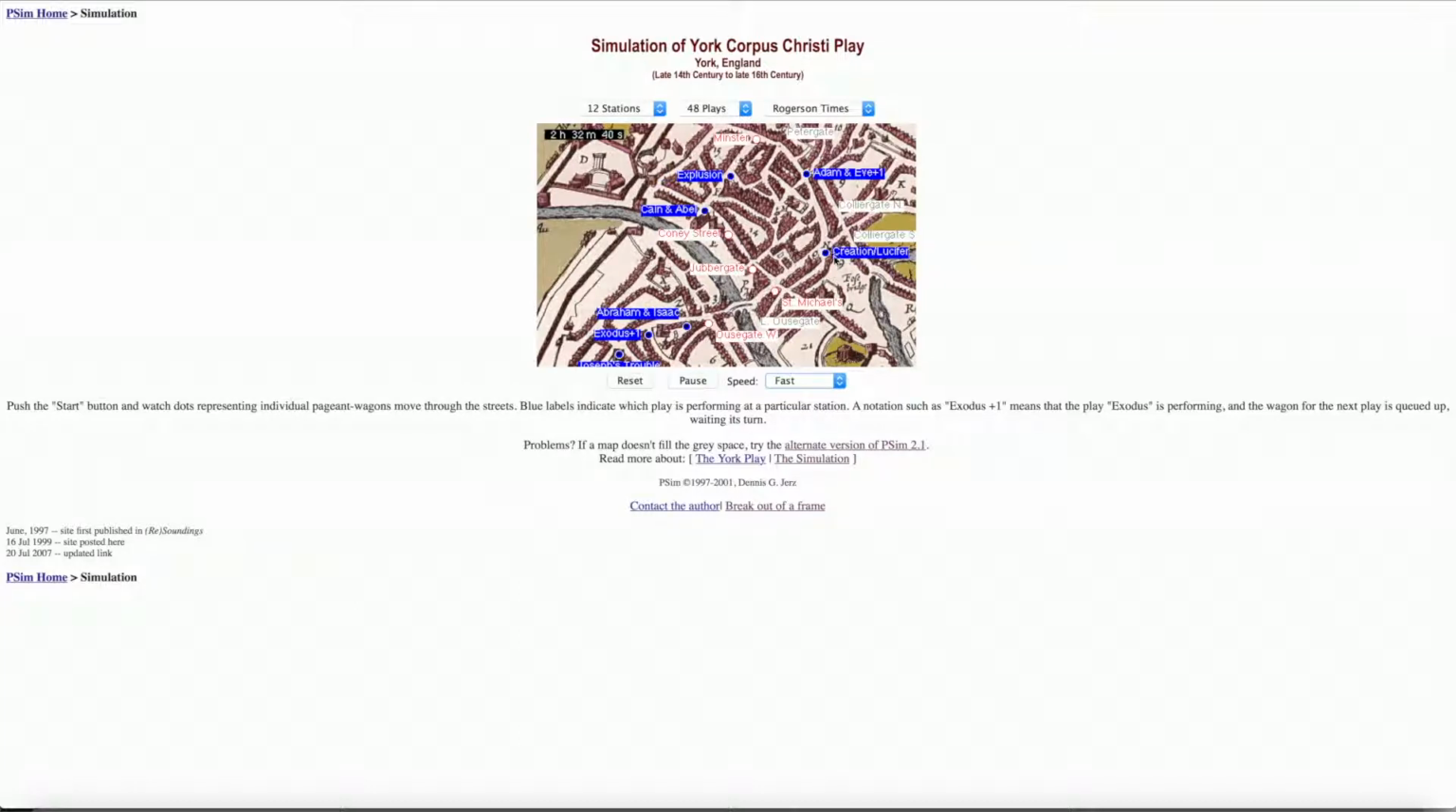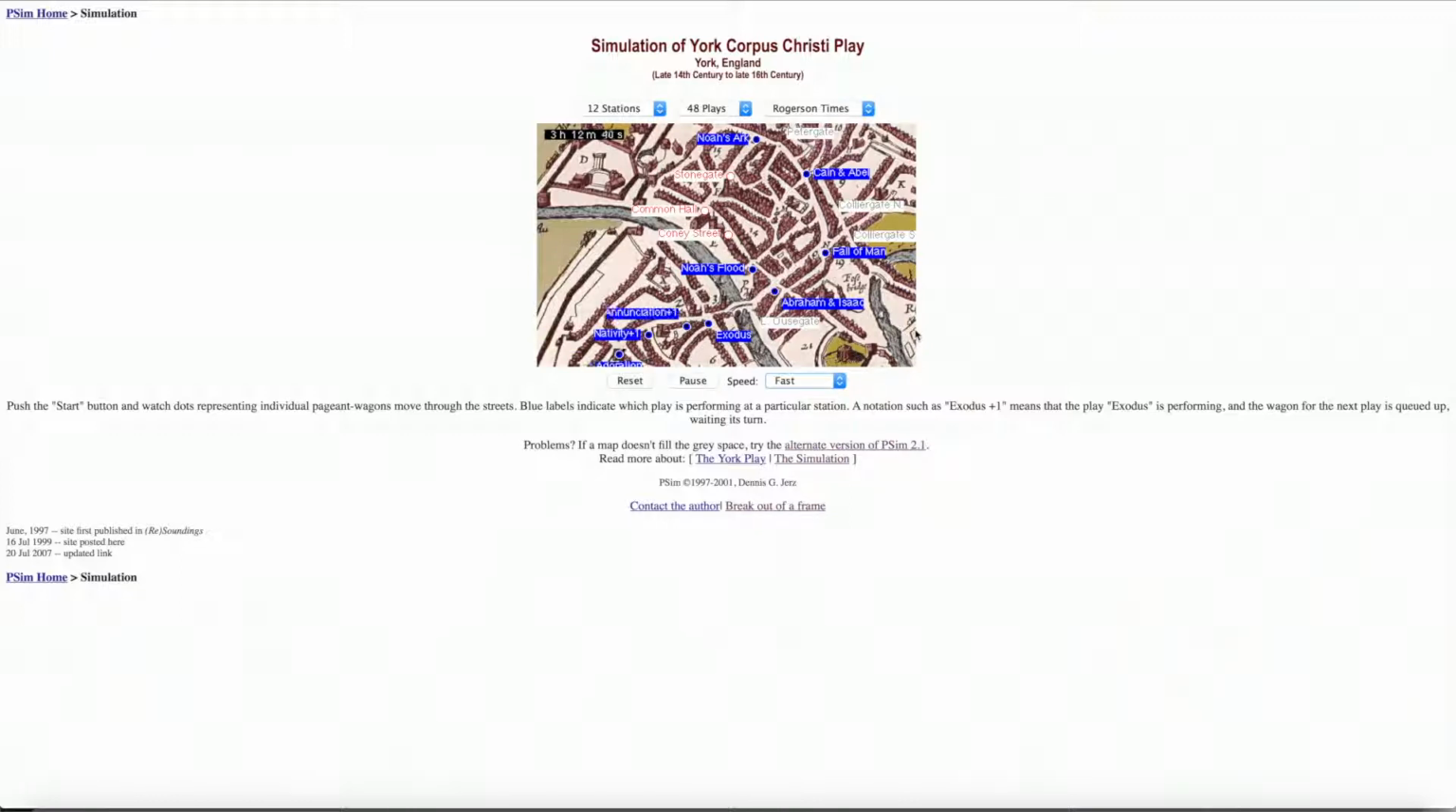And we have records that indicate that some of these guilds quite often tried to kind of push off their responsibility for performing the play onto another guild, or try to get other guilds to help chip in, especially if it was a more expensive play. And we also know that these plays would have been a major tourist attraction. People would have come from outside the city to see these plays performed at Corpus Christi.